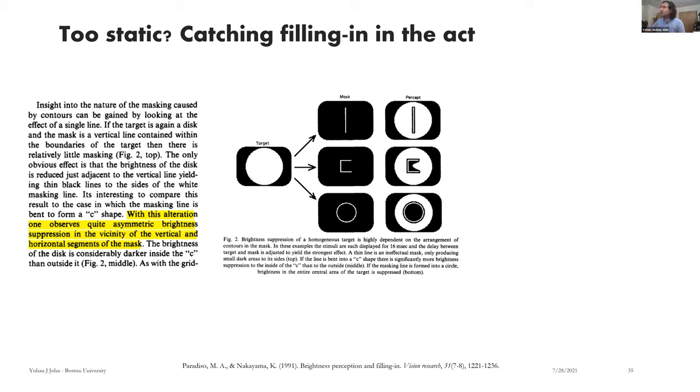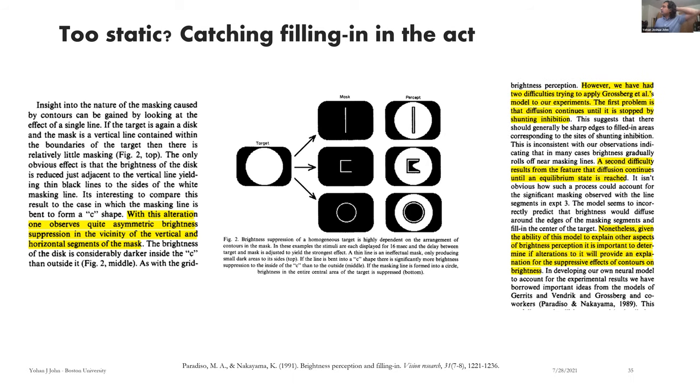But as Grossberg points out, they were talking about different models and they found it a little hard, conceptually at the very least, to imagine how the BCS-FCS model would work. They were a little skeptical. And the first problem that they had was about shunting inhibition.